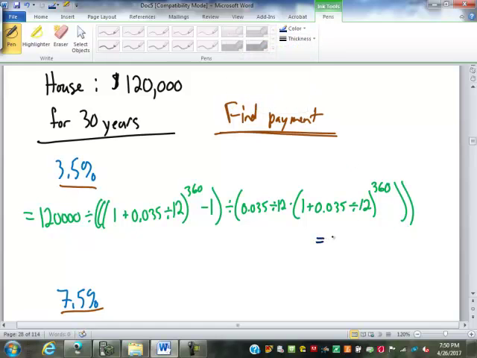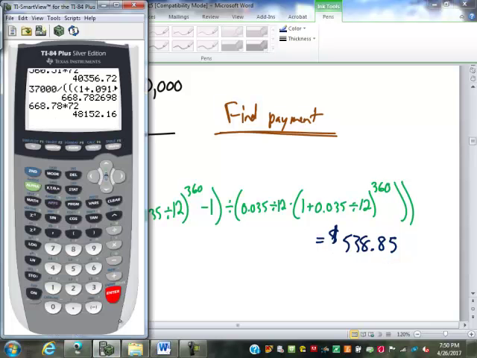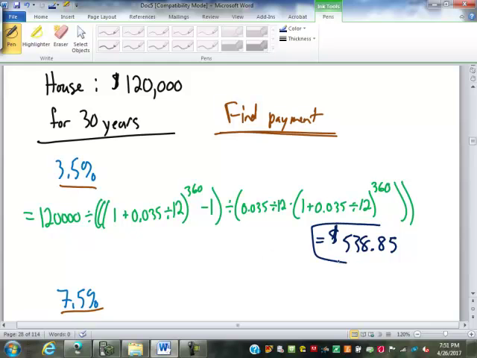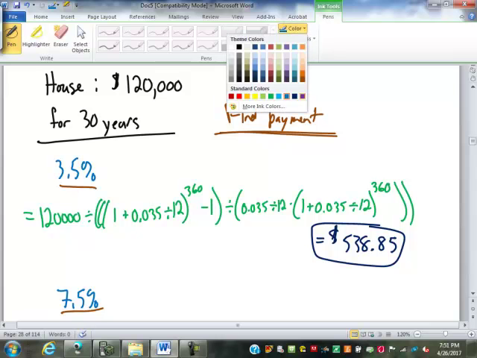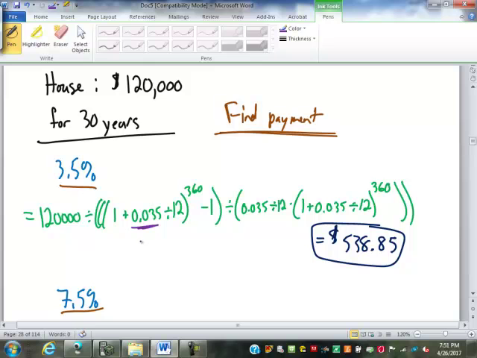Anybody want to share what they got for a payment there? $538.85. You have 83? No, 85, you're right. Okay. So now for 7.5% interest, it's the same formula, only it'd be 0.075 every time there's 0.035. What'd you get for that payment? $839.06.